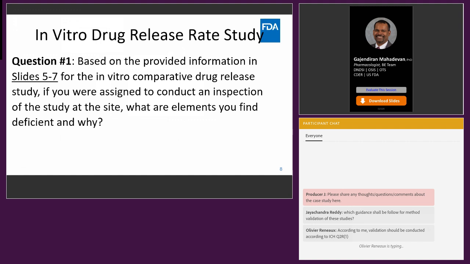Question number 1. Based on the provided information in slides 5 through 7 for the in vitro comparative drug release study, if you were assigned to conduct an inspection of the study at the site, what are the elements you find deficient and why?